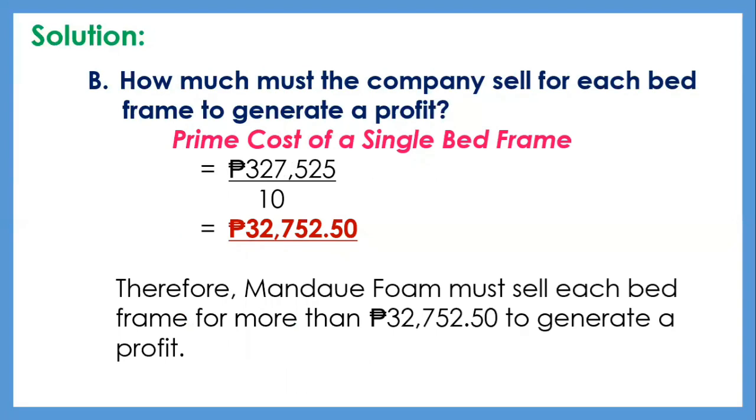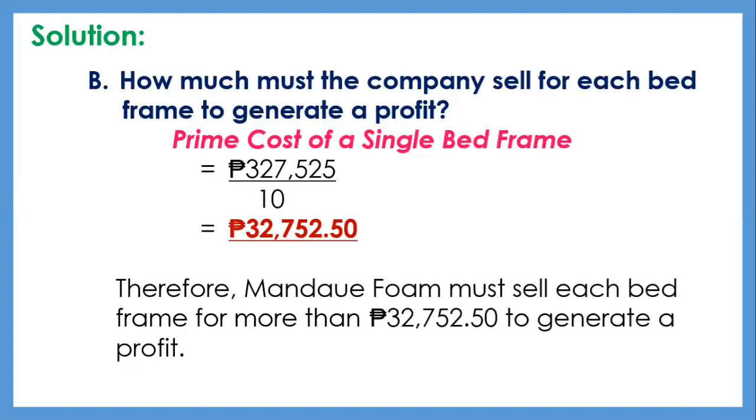Now, for letter B, how much must the company sell for each bed frame to generate a profit? Now, in getting the prime cost of a single bed frame, we simply need to divide our prime cost by the total number of bed frames that we are producing. So in this case, our prime cost is 327,525 pesos divided by 10. So therefore, our prime cost of a single bed frame would be 32,752 and 50 cents. So therefore, Mandawi Foam must sell each bed frame for more than 32,752 and 50 cents to generate a profit.